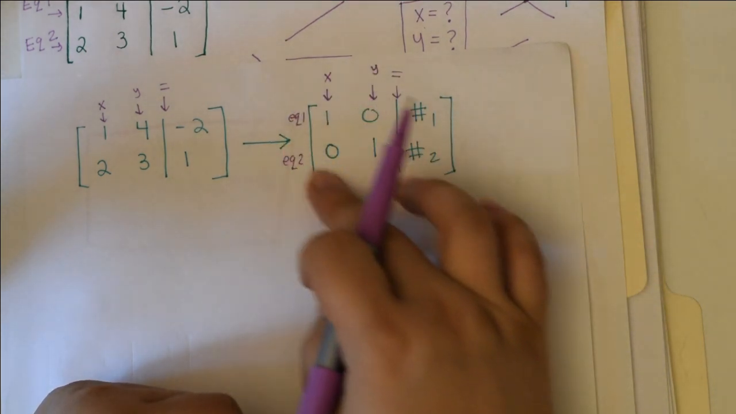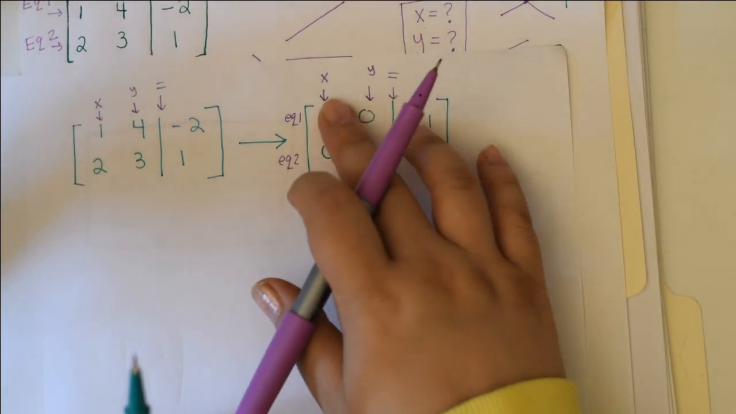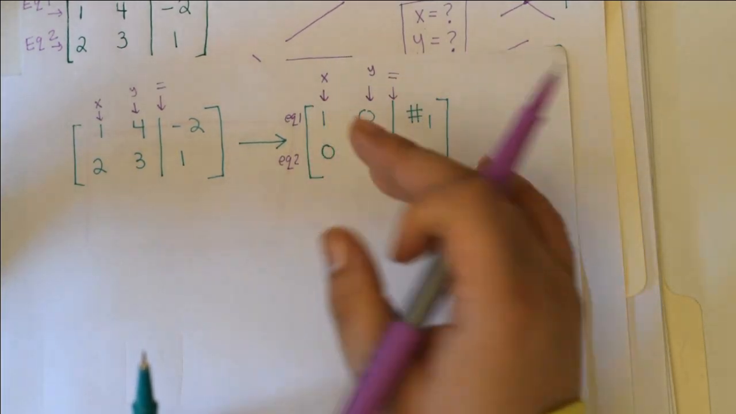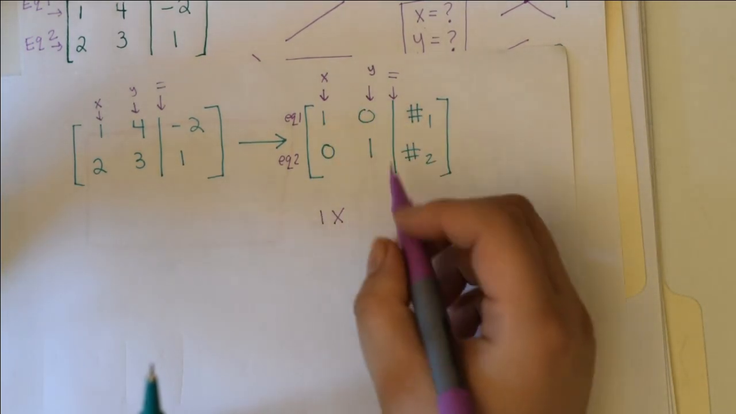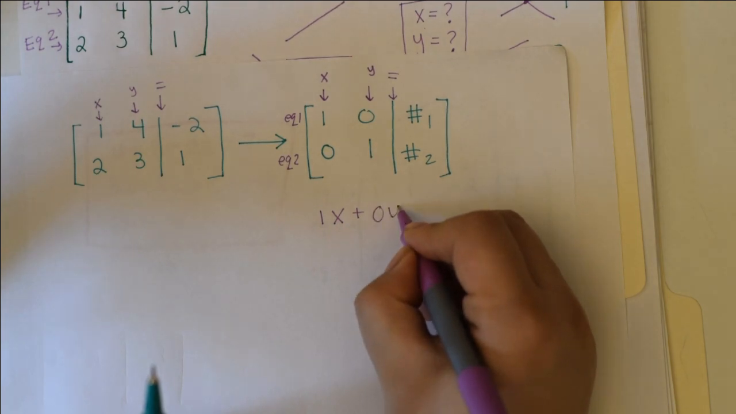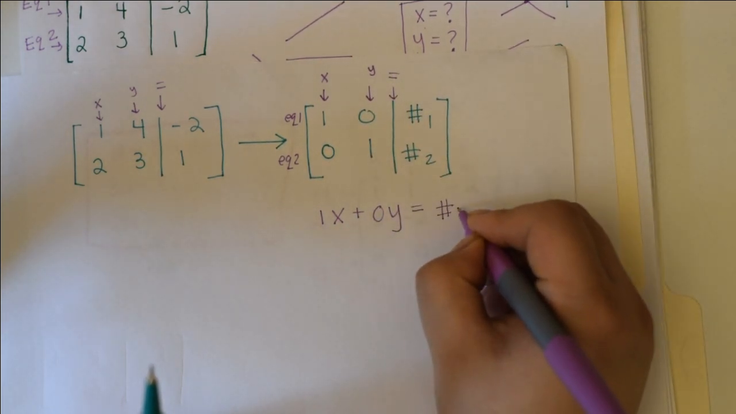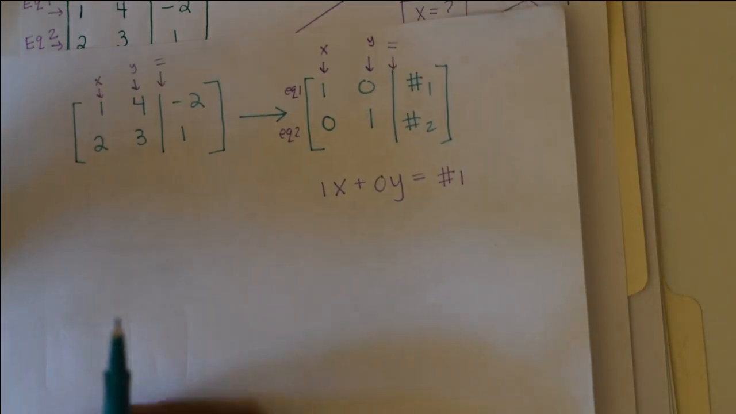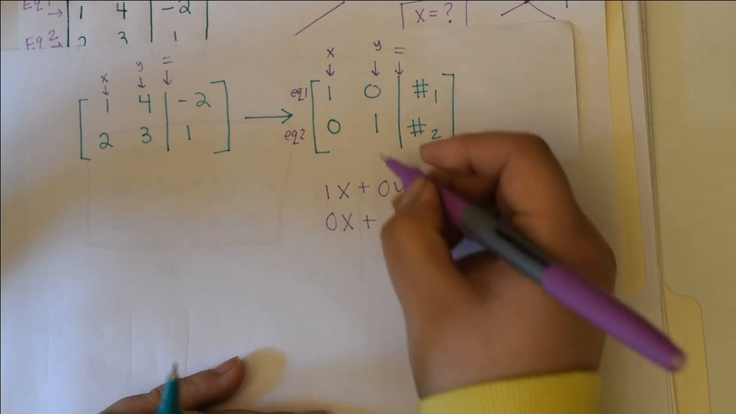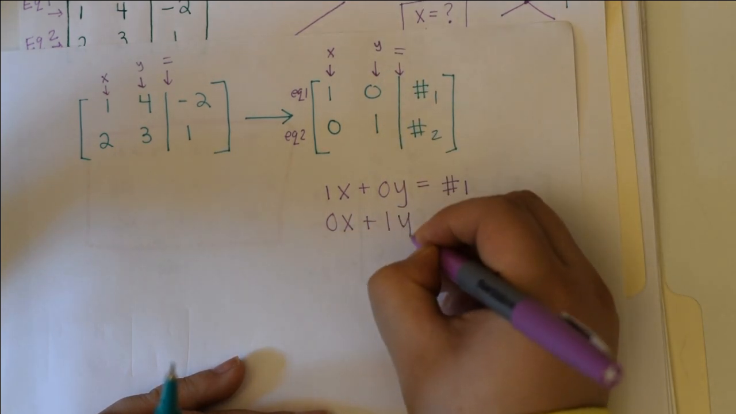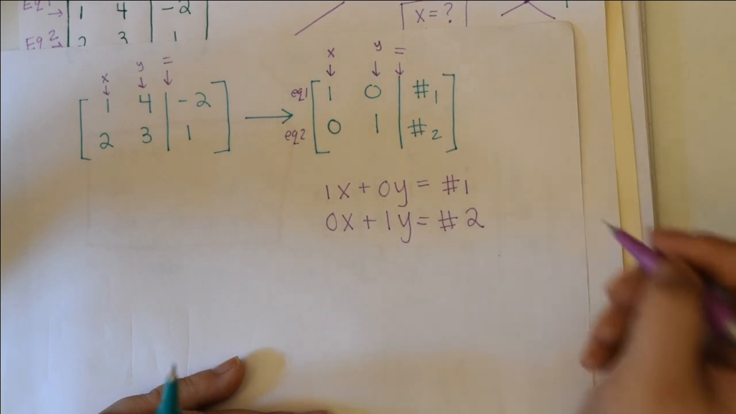If I were to write this back out, expand this back out into a system of linear equations, I get 1x plus 0y equals whatever that first number is, number 1. 0x plus 1y equals number 2, right?